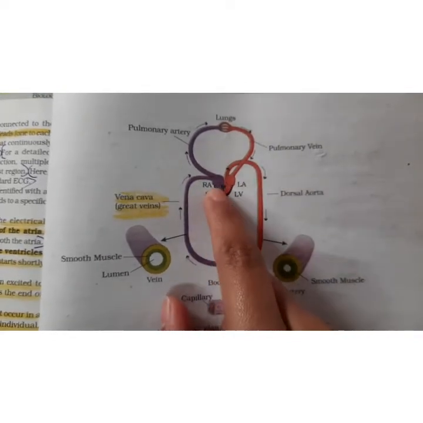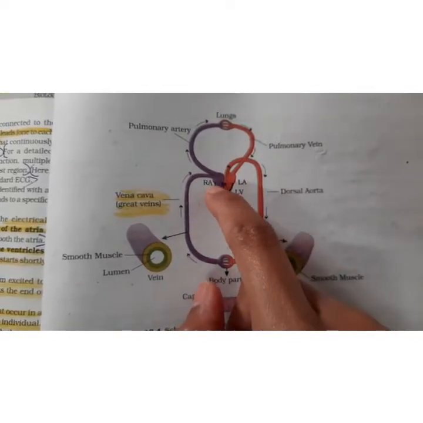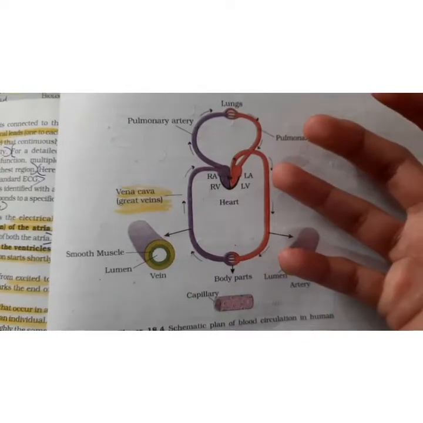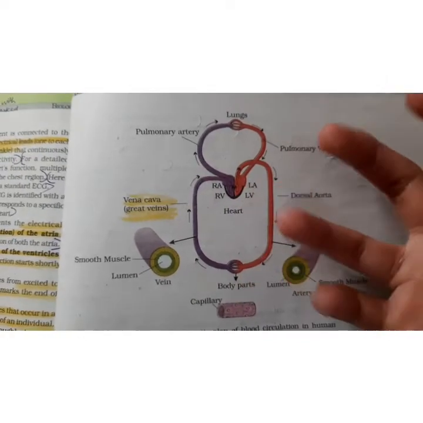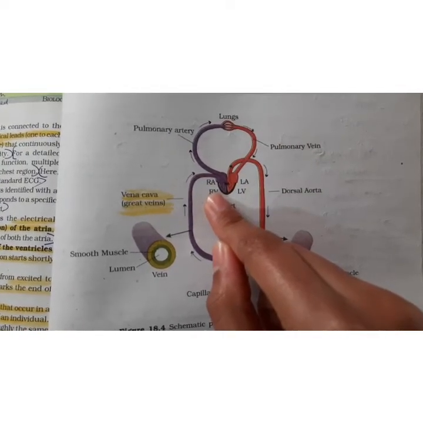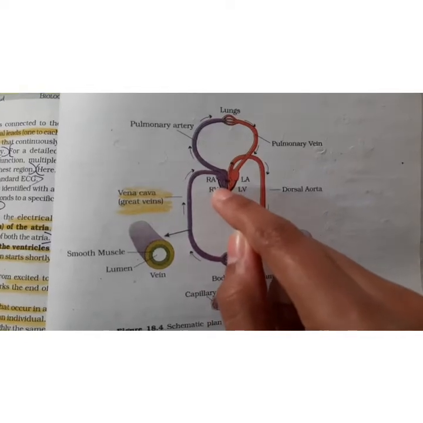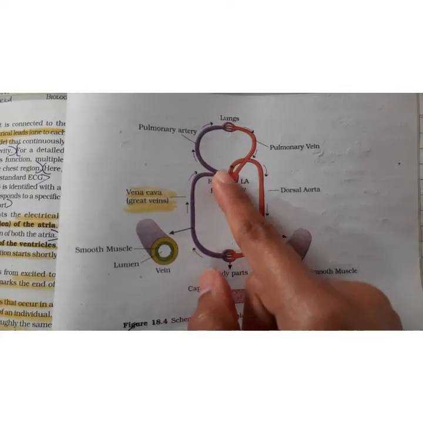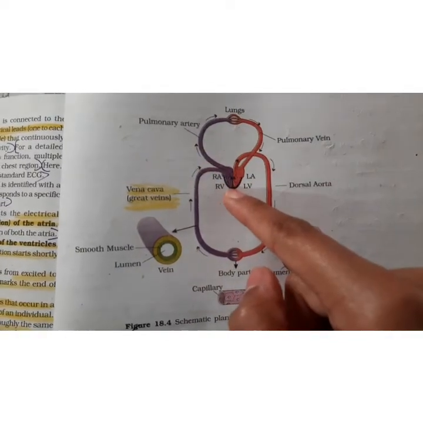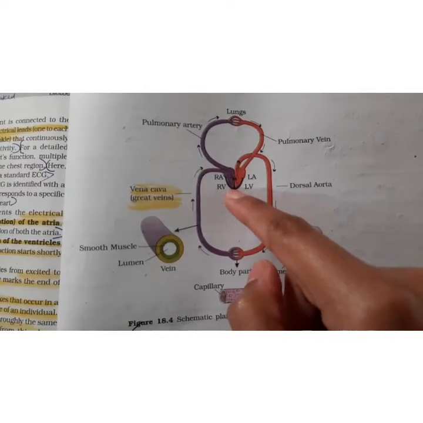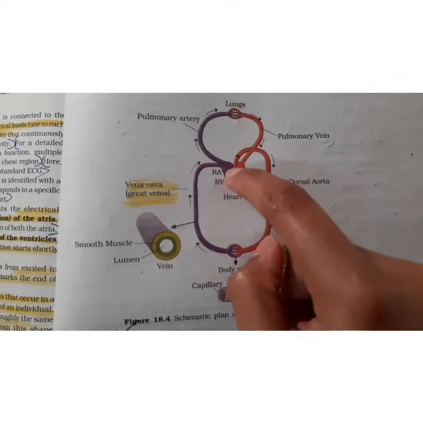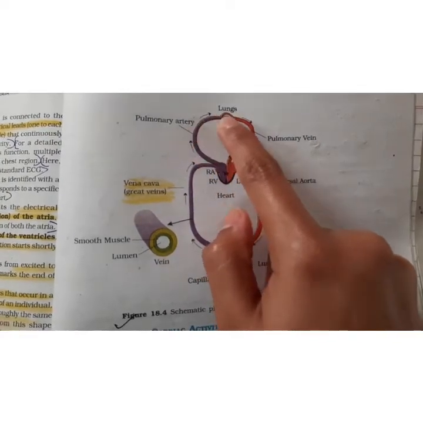So in between the right atrium and right ventricle, there is a valve called tricuspid valve. When the heart contracts, the blood from right atrium goes to the right ventricle. Now from the right ventricle, there is another artery which is called pulmonary artery. Pulmonary artery is the only artery in the body which carries deoxygenated blood. So from right ventricle, the pulmonary artery carries the deoxygenated blood towards the lungs.